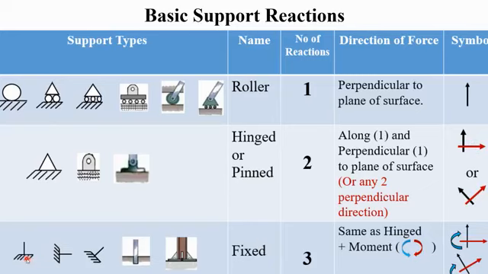In case of fixed support, the picture may be like this. It has three reactions. Two are the same as hinge and one additional moment. It may be clockwise or anti-clockwise.